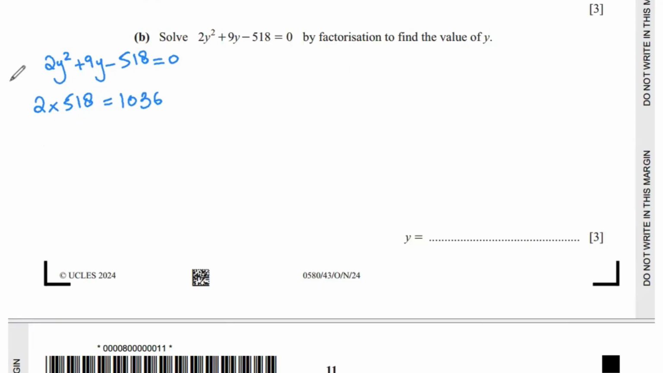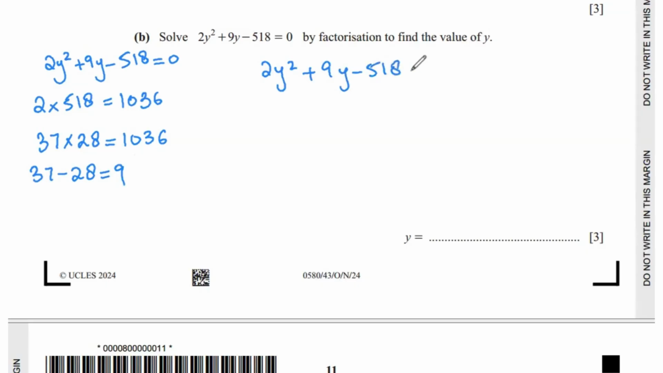So 1036, we use trial and error, 37 and 28. 37 times 28 is the same as 1036, and 37 minus 28 equals 9, which is what we were looking for. So that means we're going to replace the 9y in this equation with plus 37y minus 28y. Everything else remains the same. All we do is replace the middle term with the factors that we chose.